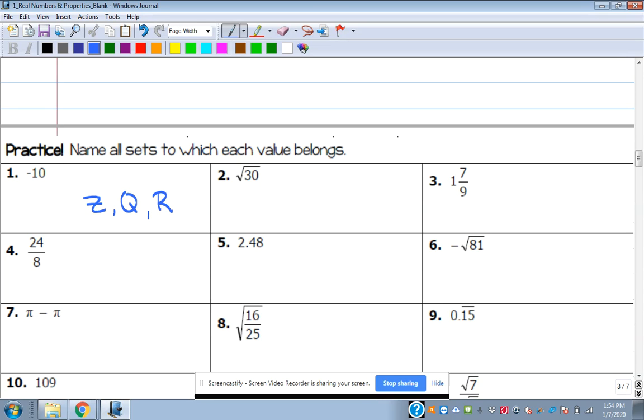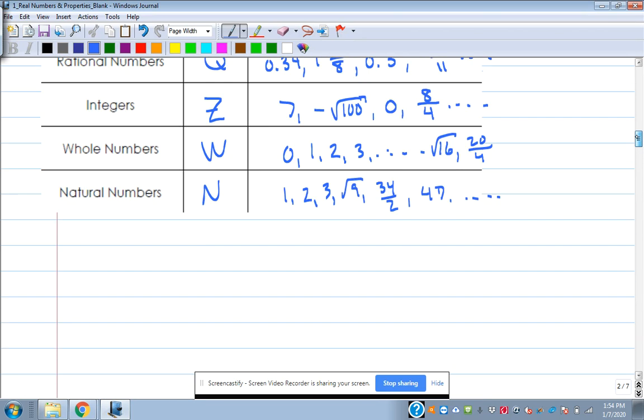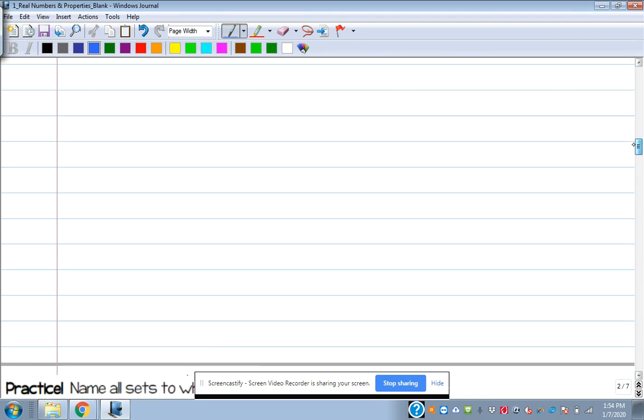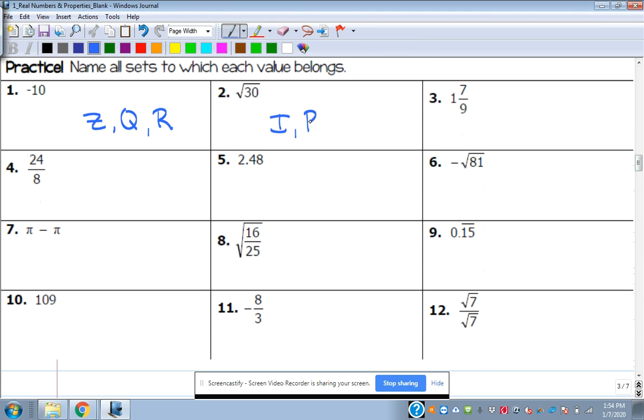So this one would be an irrational number. But because it's irrational, where does the irrational bucket sit? Inside of the real numbers as well. So it gets an R as well.